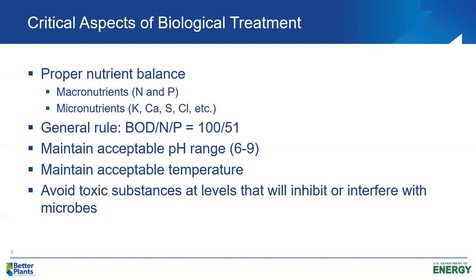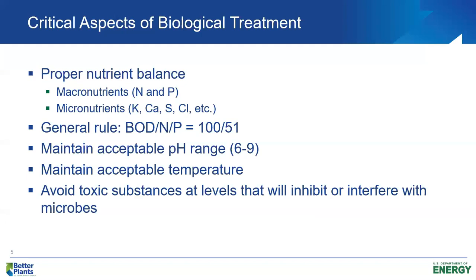We want to keep the pH in a range where the bacteria are happy. Usually we say 6 to 9 is adequate. We'd really like to keep it in the range of about 6.5 to 8 because that will be optimum for the bacteria in most cases. We want to keep the temperature in an acceptable range because temperature affects metabolic rates. Typically, we don't want the mixed liquor or reactor temperature to exceed 35 degrees C, because if it does, we may lose some of our higher organisms such as protozoa, and that can adversely affect the process.